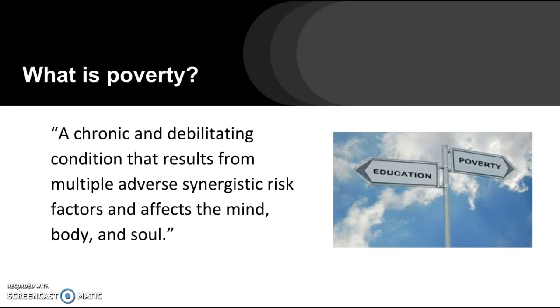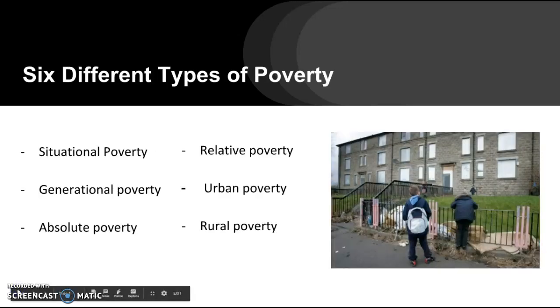However, according to his theory, poverty is a chronic and debilitating condition that results from multiple adverse, synergistic risk factors and affects the mind, body, and soul. There are 6 different types of poverty. There is situational poverty, which is always temporary and often caused by environmental disasters, divorce, or severe health problems.